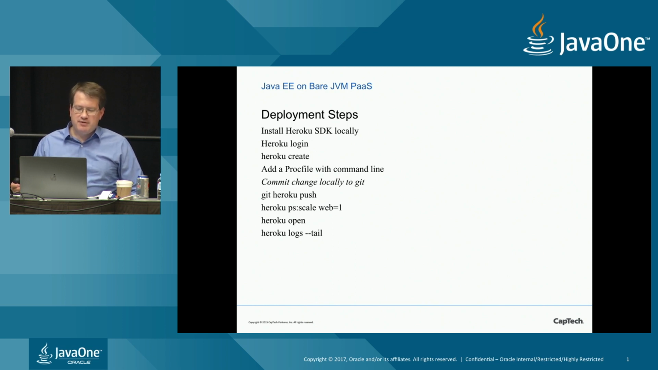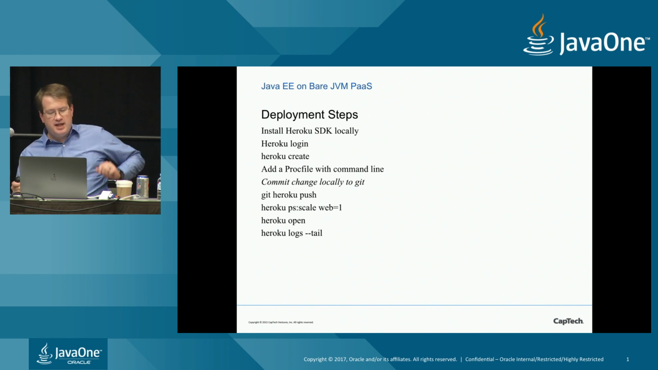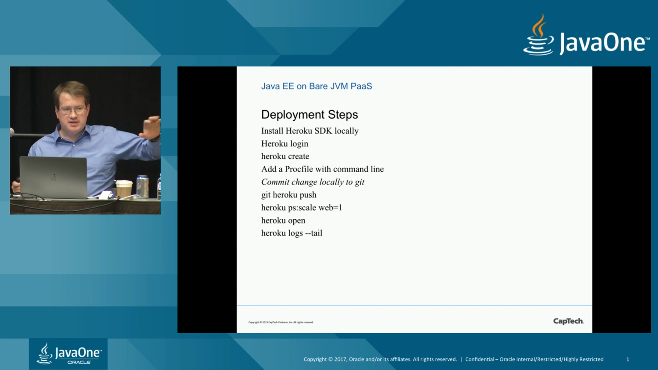You add a Procfile with a command line to invoke your application. You then commit your changes locally to Git, and you do a git push to Heroku. So you just say git push heroku. The command line has already set everything up.